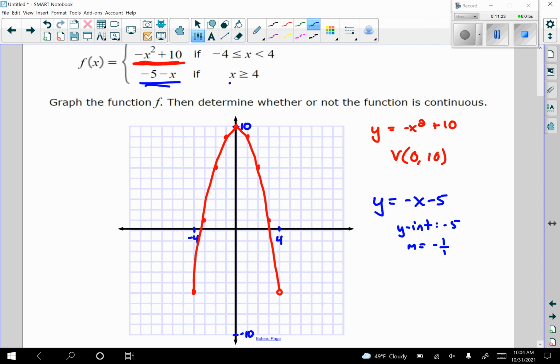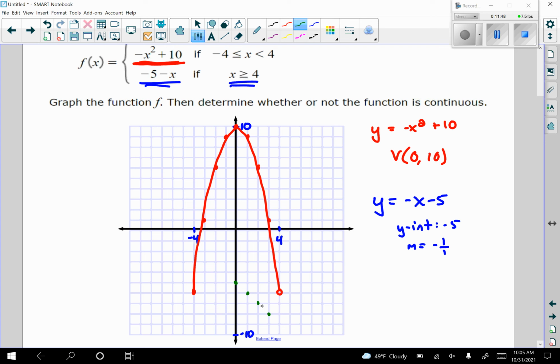Because this only shows up for all x values greater than or equal to 4, I'm going to put some ghost points and then I'll go back and erase. Technically, I'm going to start here at -5, but I'm going to erase that. And I need to count down 1 over 1. Down 1 over 1. I'm still not going to include those points. I'm going to erase them. This is just a way to get started.